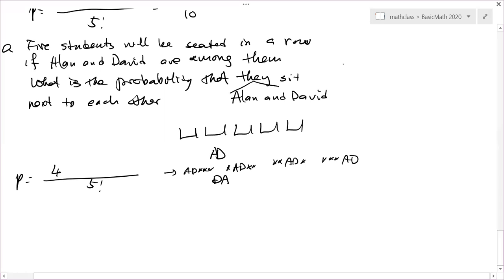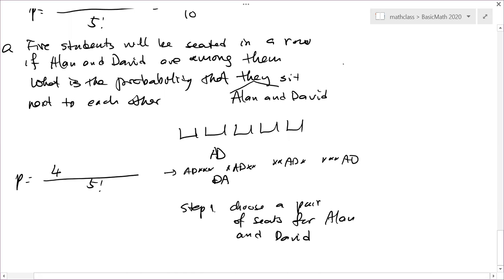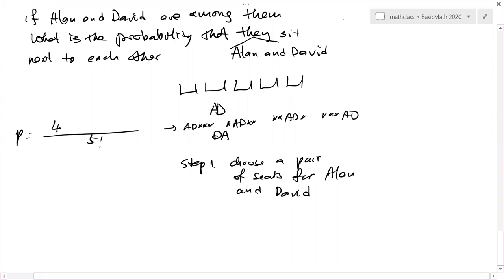Okay, so how do we do that? You choose a pair of seats for Alan and David. Okay, step 1. So they're next to each other. This pair of seats are next to each other. So then you have 4 pairs of seats you can choose, because one pair, another pair, another pair, another pair. Once you choose a pair of seats, then you have to let Alan sit first or second, doesn't matter, right? So there's 2 factorial many choices.